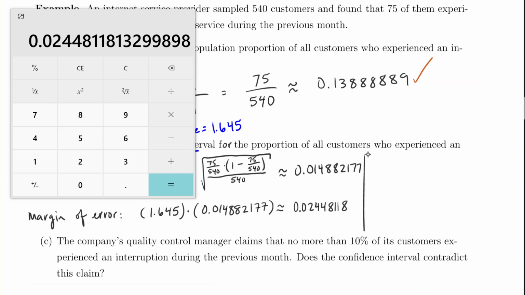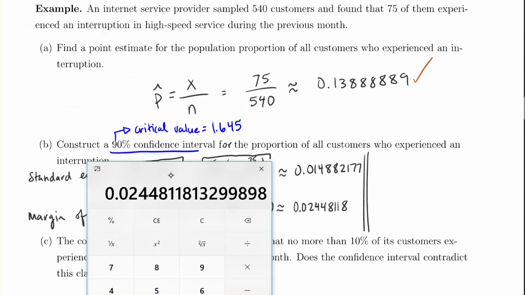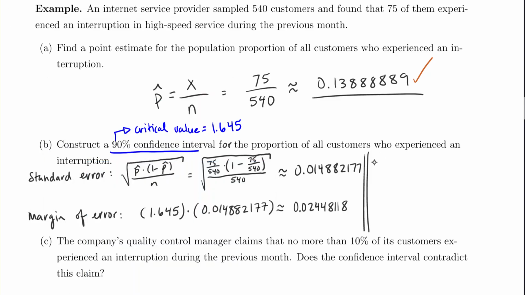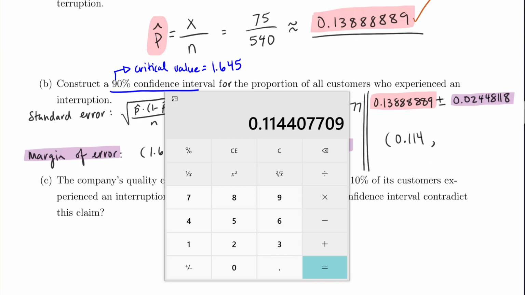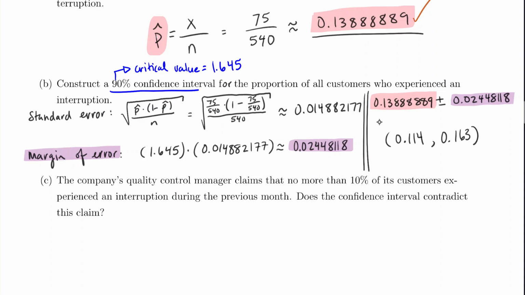And then finally, to put it all together, we know the confidence interval is the point estimate plus or minus the margin of error. Finding our interval and rounding to 3 decimal places, we get 0.114, comma, 0.163 when rounded to 3 decimal places, and that will be our confidence interval.